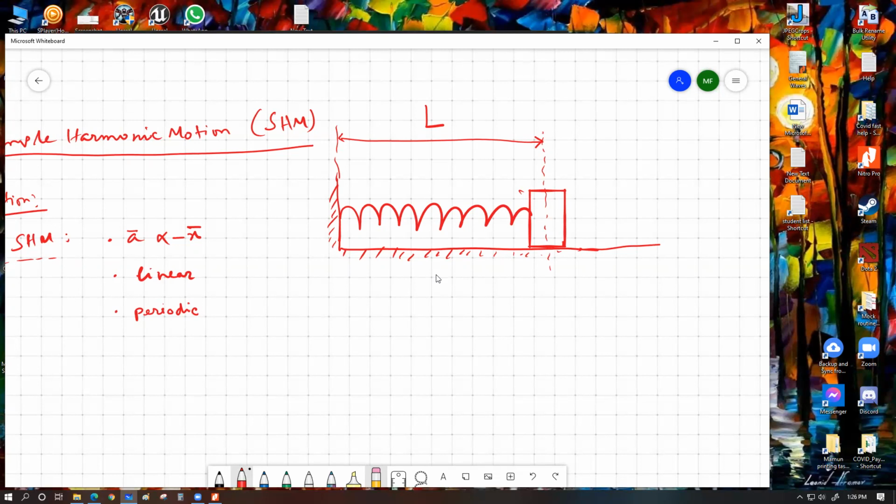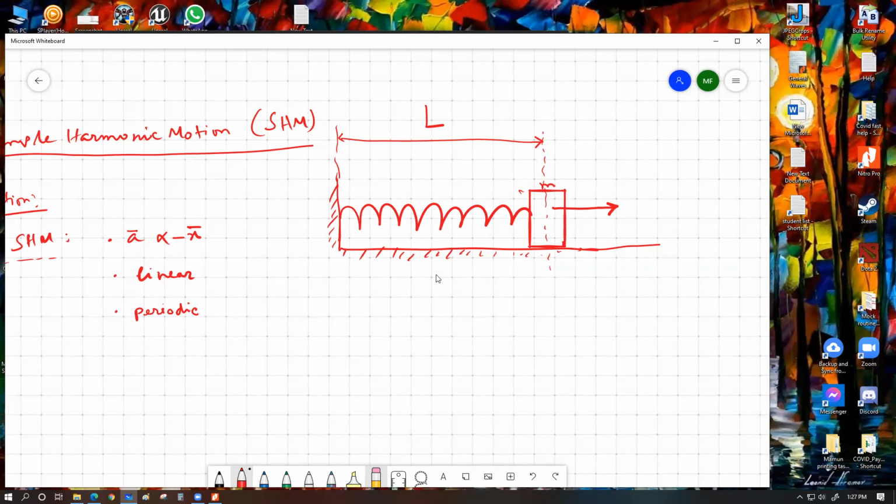Now, let's say we're going to pull this object by some distance to the right side, and then we're going to let it go. Let's say the mass of the object is m. If we pull it to the right side, the spring is going to undergo some extension, so potential energy would be stored within the spring. And if we now let go, the spring is going to pull the object closer to itself, because it's going to try to retract to its original length.